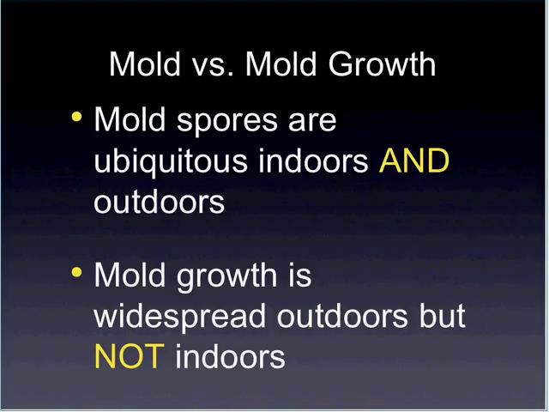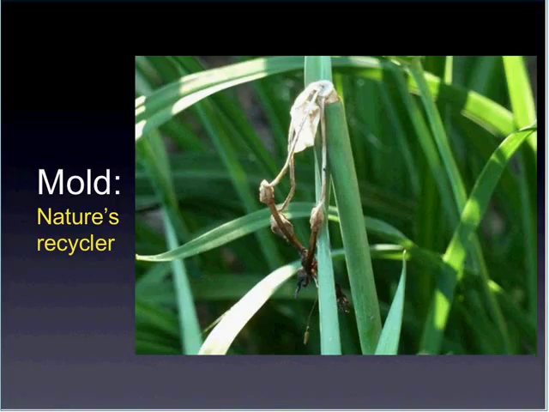And the bottom line here, the two bottom lines, are that mold spores are ubiquitous indoors and outdoors. The spores are in practically every breath of air we take, except perhaps in the dead of winter in a snowstorm. There are mold spores that we're breathing, and mold spores that are landing on surfaces indoors and outdoors. That's a fact of life. And mold growth is much more widespread outdoors, but is generally not occurring indoors. And here are some examples.